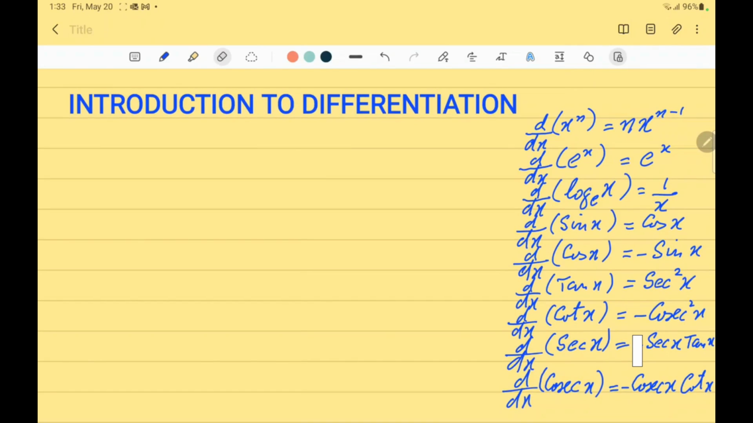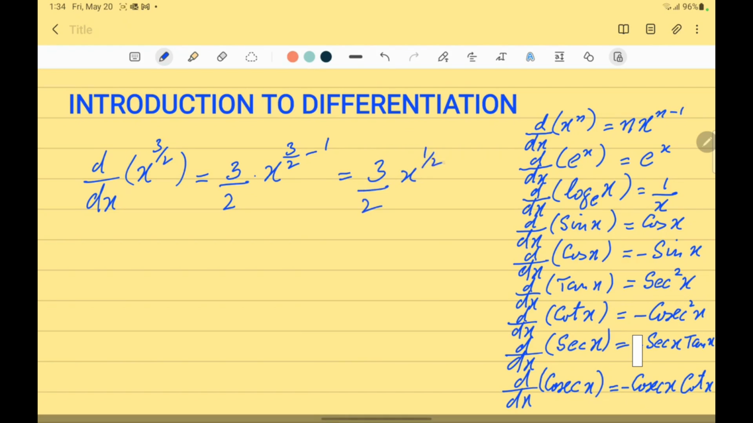Now let's try some variable with the fractional power, like this example, d by dx of x raised to power 3 over 2. We will apply the same rule. We will bring down the power of x, which is 3 over 2, and then subtract 1 from its power. So the answer in this case will be 3 over 2 into x raised to power 1 over 2.